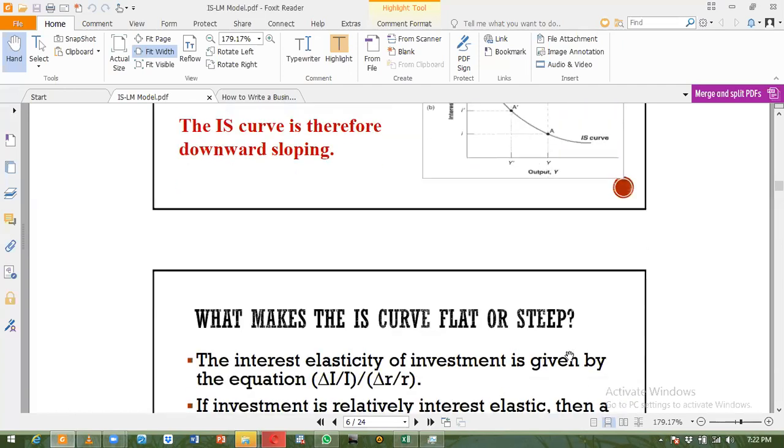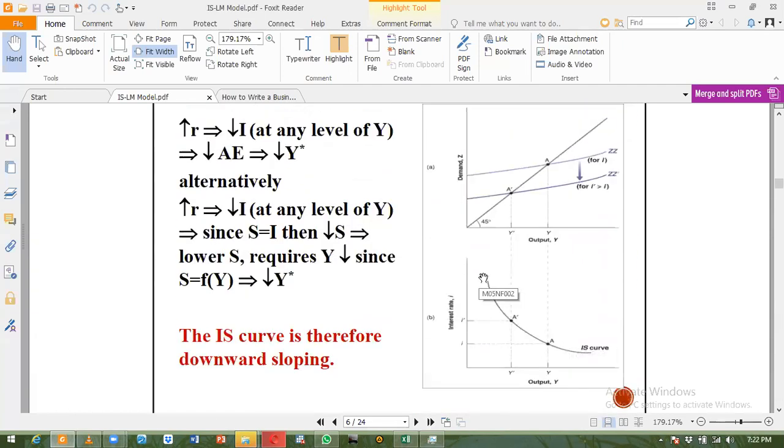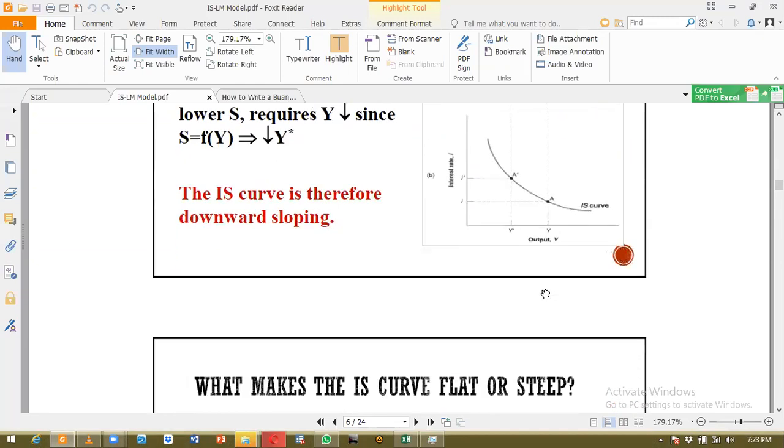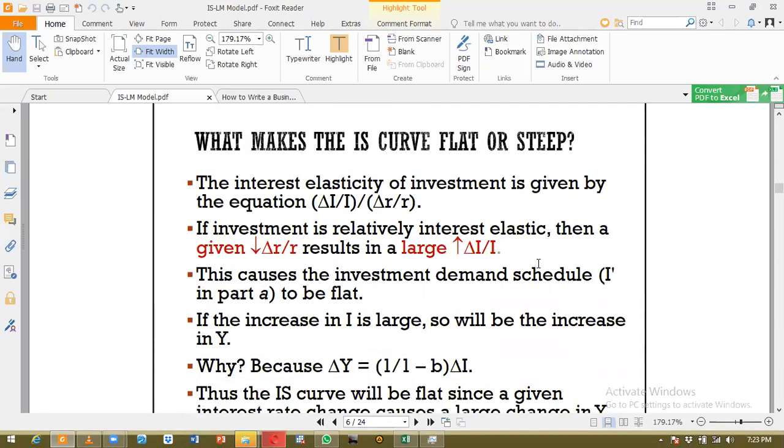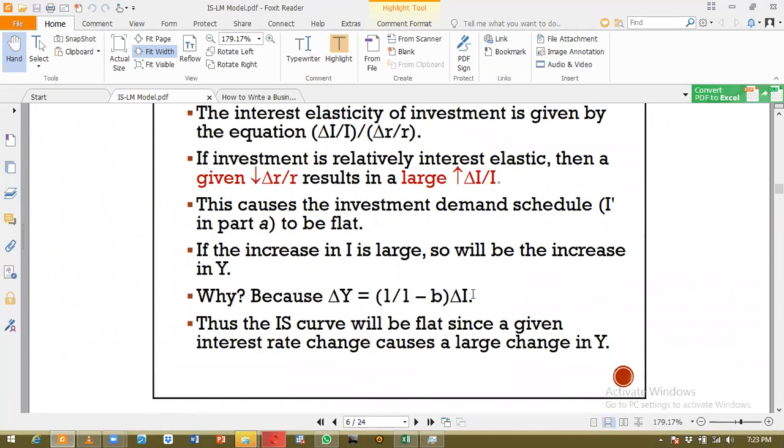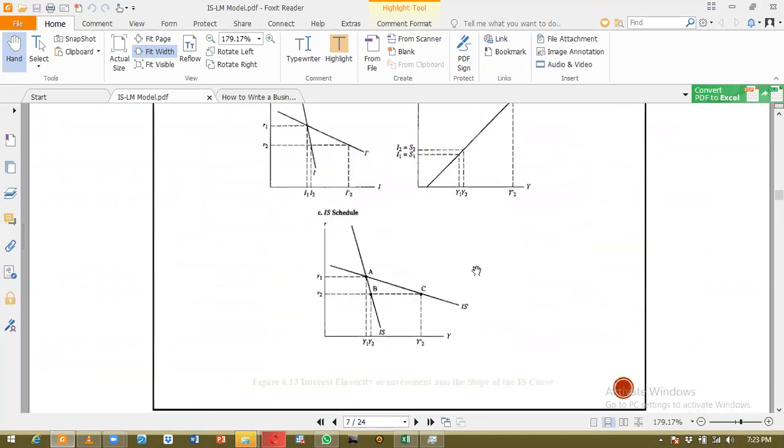Okay. And so, looking at the nature of the IS curve, it is telling us of the inverse relationship between interest rate and the level of output or income. When interest rate rises, output falls, and vice versa. All right, so this is what we did.